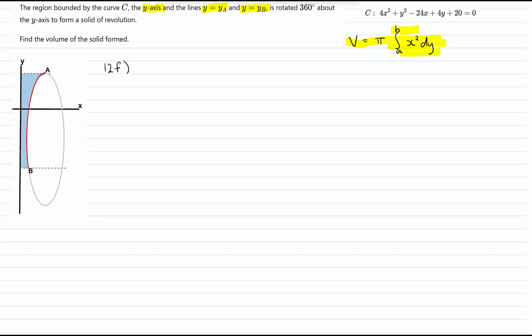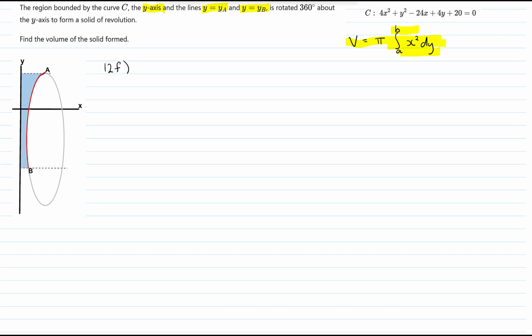Question 12f, we've got the region bounded by the curve C, the y-axis and the lines y equals ya, which we found to be -2 plus 2 square root of 5, and y equals yb, which we've found to be -4, and that's rotated 360 degrees about the y-axis to form a solid of revolution, and we need to find the volume of the solid formed.